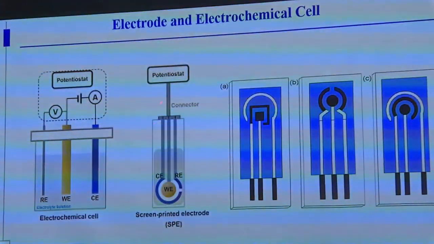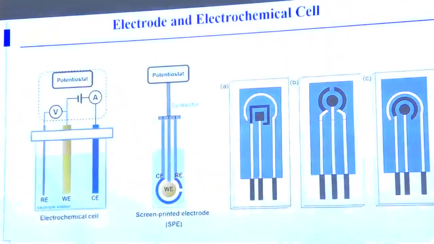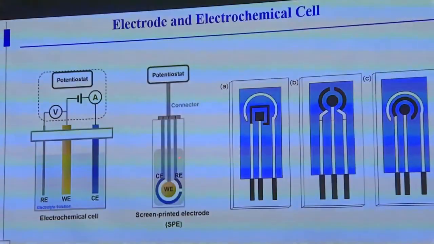But with time, we miniaturized the electrode. In this small screen printed electrode, we have all 3 components. Yesterday you saw that one in the lab, right? It has a counter electrode, a working electrode, and a reference electrode. So it's very, very small.